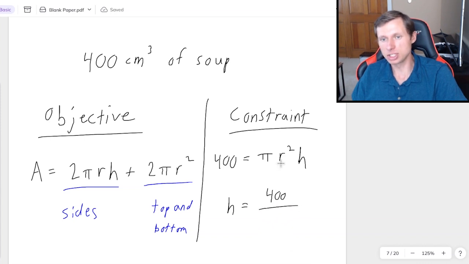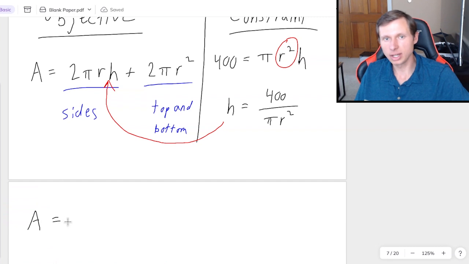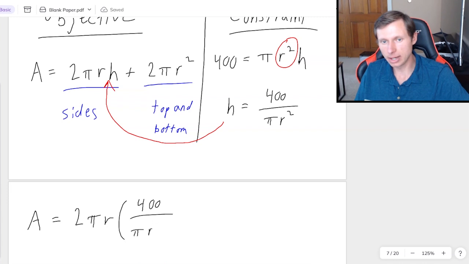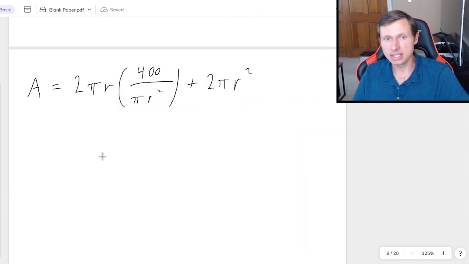So I'm going to just divide both sides by pi r squared, and there's my height, which I'm then going to plug in to the objective equation for step 3. Plug in and simplify. 2 pi r, h is getting replaced with 400 over pi r squared, and then plus 2 pi r squared, nothing to plug in there.